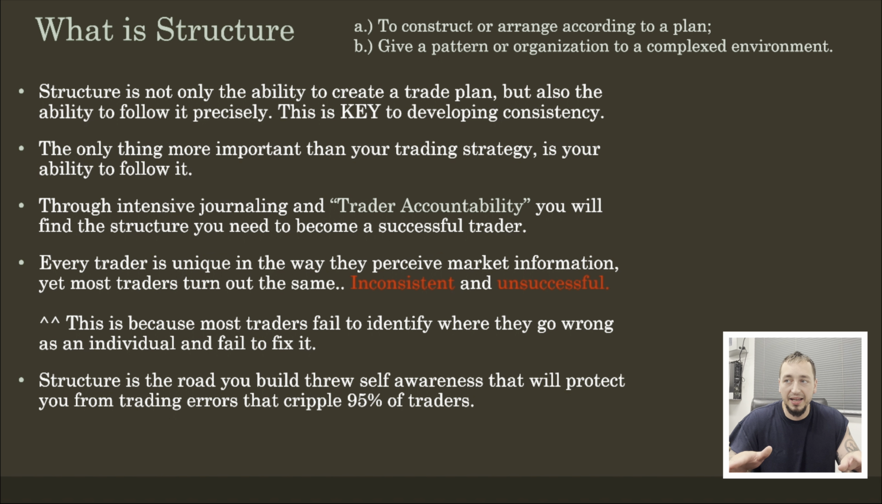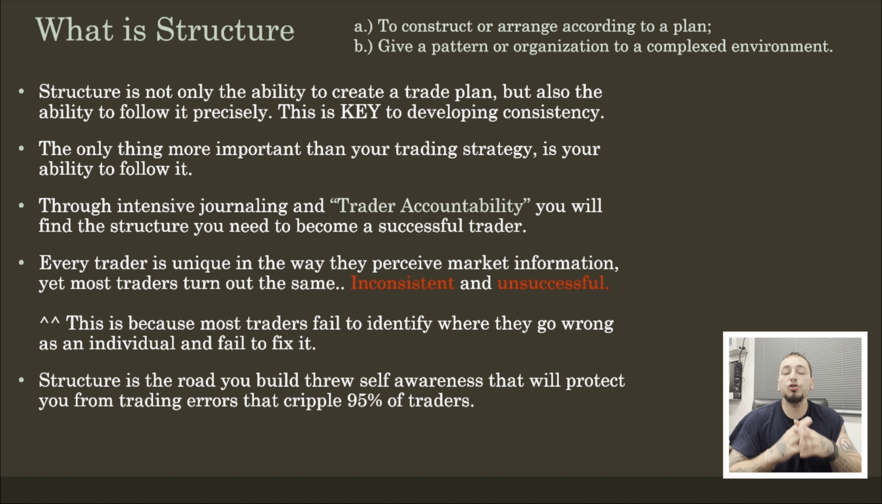Every trader is unique in the way they perceive market information. Yet most traders turn out the same, inconsistent and unsuccessful. Think about that. Everybody's unique. The life you lived, the life I lived, completely different. We are all unique, right? How is it through such uniqueness that so many traders turn out to be average, inconsistent, and unsuccessful?